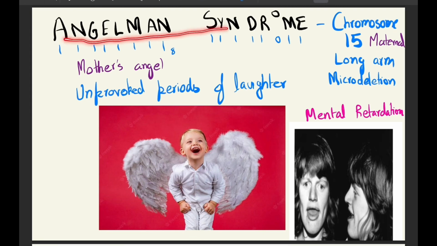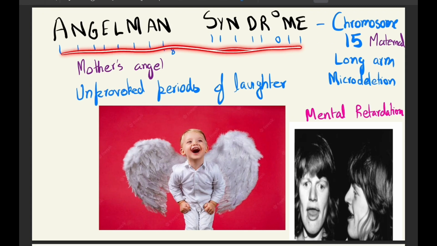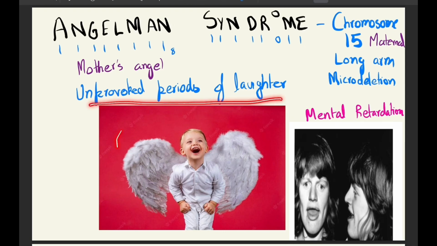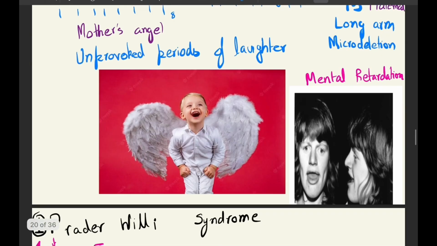Next we have Angelman syndrome, and if you count the letters of Angelman, we have 15 letters if you exclude the O of the syndrome as 0. So we have 15 letters, and this is on chromosome 15 maternal. So mothers are for the angels, and there is unprovoked periods of laughter. Here you can see the kid is laughing, and this is the picture from the Langman. There is also mental retardation, and this is microdeletion.